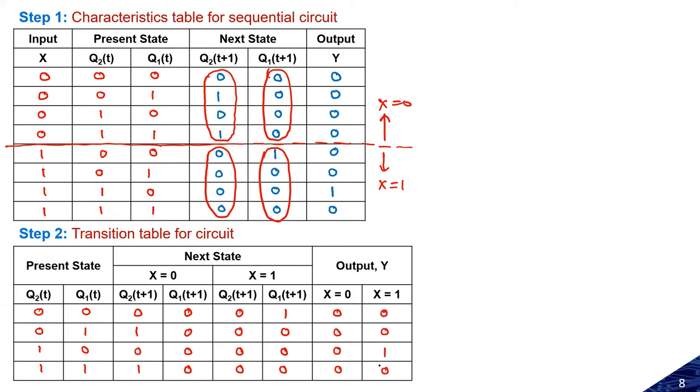So this is whatever the table we have made, like the characteristics table, that has been prepared in a different way. That's it. So there is no such difference between the first and the second table.